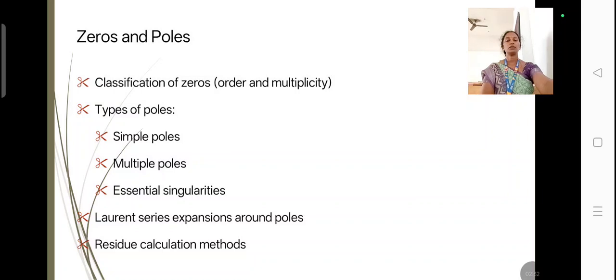Next one is zeros and poles. The following topics are discussed in zeros and poles. First one is classification of zeros, then the types of poles: simple poles, multiple poles and essential singularity, Laurent series expansions around poles and residue calculation method. These topics are discussed in zeros and poles.